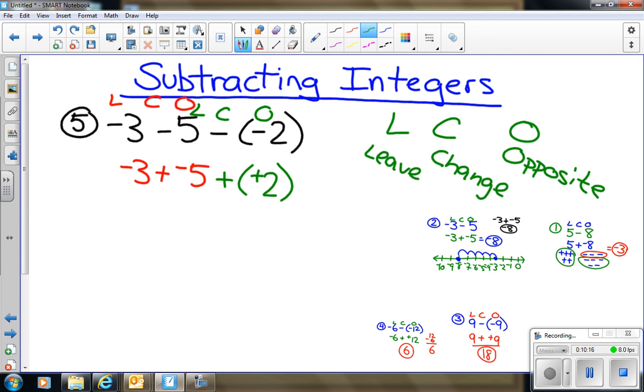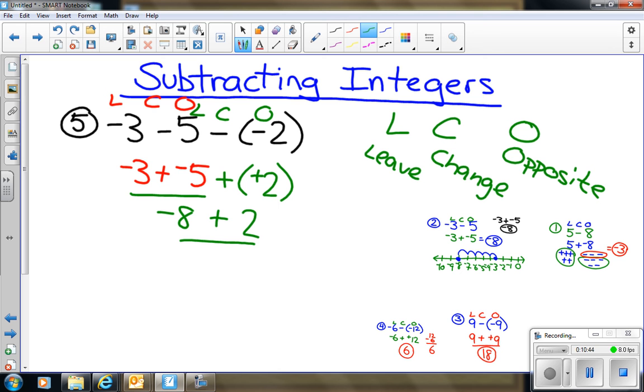At this point, since we have an addition problem all the way across, they're all addition. We can use the commutative property and go in any order that we like. In this case, I'm just going to go left to right because it works out well. Negative 3 plus negative 5 would give me a total of 8 negative signs. So I'd have 3 negative signs plus 5 negative signs gives me a total of 8 negative signs. I'm going to bring down the rest, plus positive 2.